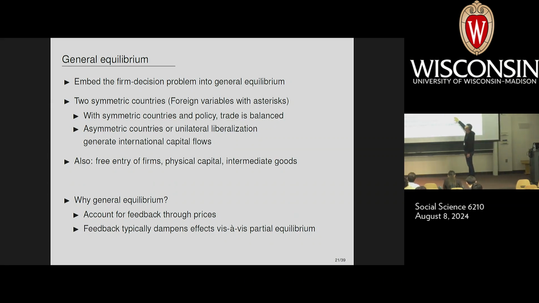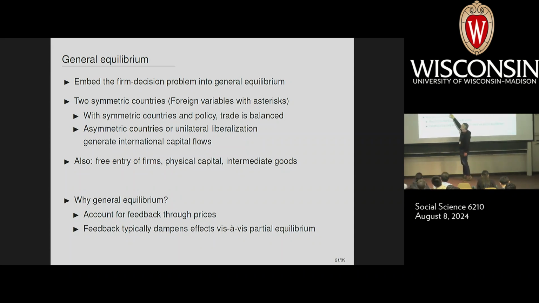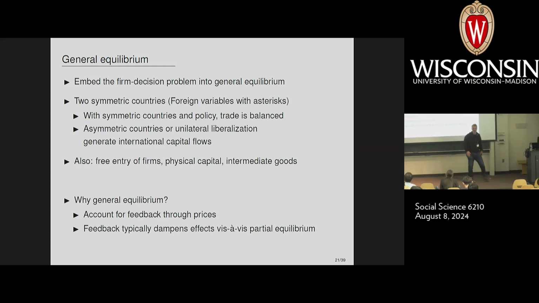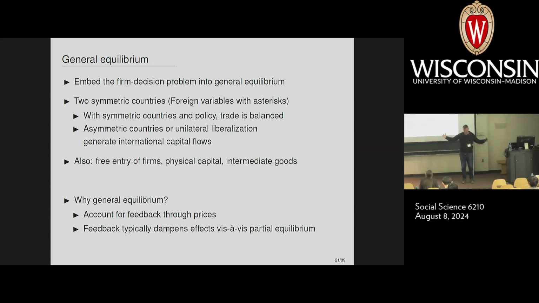Besides just that, we're going to have physical capital, intermediate goods, and then free entry. I hadn't talked about free entry, but free entry exactly in the way Oppenheim would do it. So there's a potentially unbounded mass of potential firms. They have to pay a cost to create a new firm. And then once that firm's created, it's making that decision to export or not export. So free entry there.